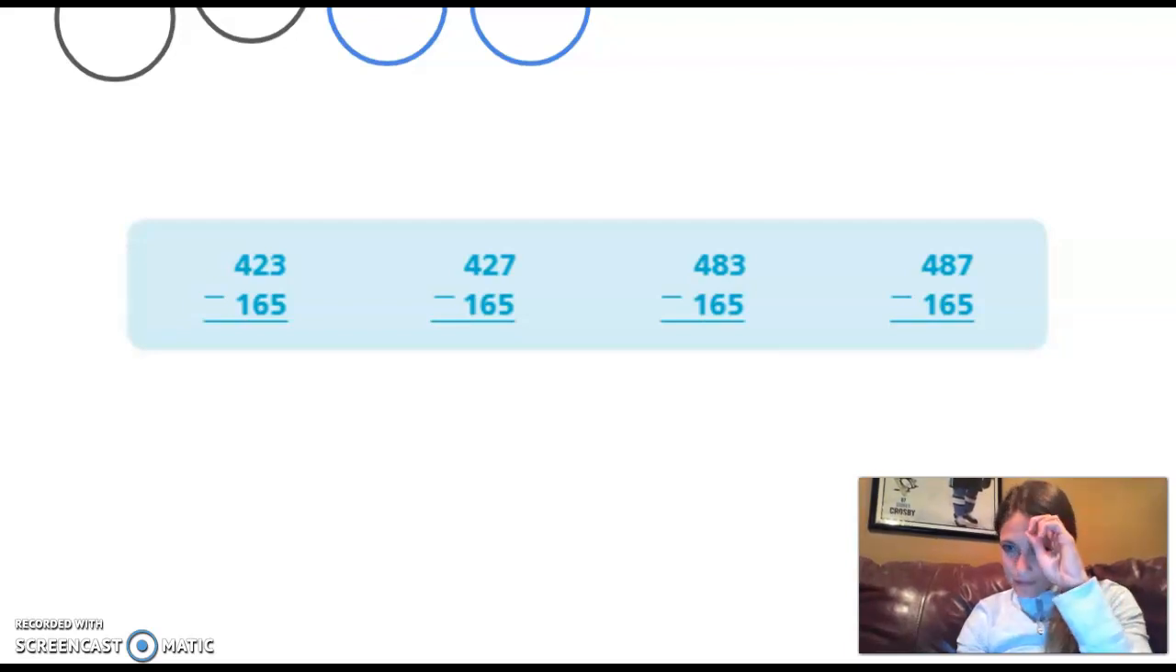All right, put in your brain. Ready? 1, 2, 3. Which equation do you think does not need ungrouping? Good. 487 minus 165. Why does that equation not need ungrouping?